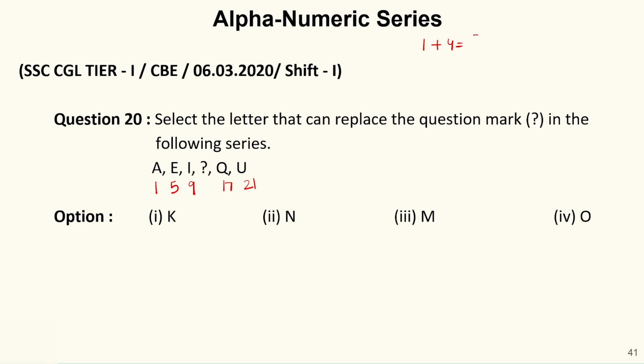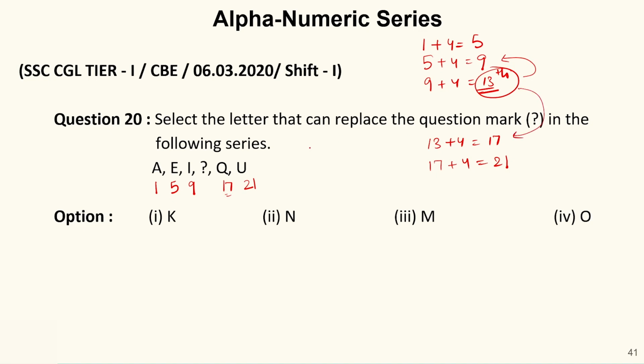If I'm adding 4 positions, I'm getting the 5th position. If I am adding 4 positions, I'm getting the 9th position. If I add 4 positions, I'll get the 13th position, which should be my answer. Let's check. If I add 4 positions, I'll get the 17th position. Yes. And if I add 4 positions, I'll get the 21st position. So the 13th position will follow logic with both the previous term and the next term. Yes. So the 13th position alphabet is M. So our answer will be option 3, M.